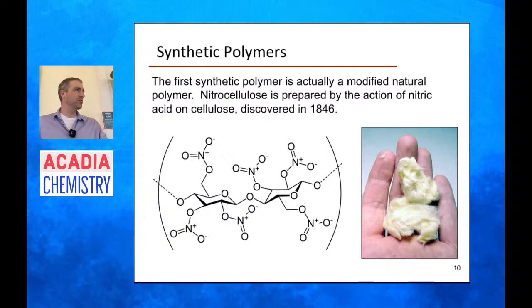The very first synthetic polymer was actually what we might call a semi-synthetic polymer, which means it was a natural polymer that was then modified. So it wasn't a whole new polymer substance that never existed. They took an existing substance, which was cellulose, and treated it with nitric acid.